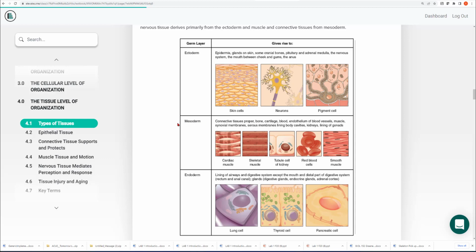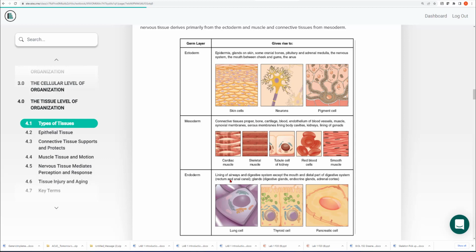The mesoderm, I told you, makes connective tissues and muscle tissues. But adding to that, the mesoderm also makes your serous membranes. Okay, so mesoderm makes the serous membranes. Serous membranes are epithelial. They are made up of simple squamous epithelia. And then finally, the endoderm, not only does it make the linings of the airways and the digestive system, but it also makes the epithelial cells that line those airways.